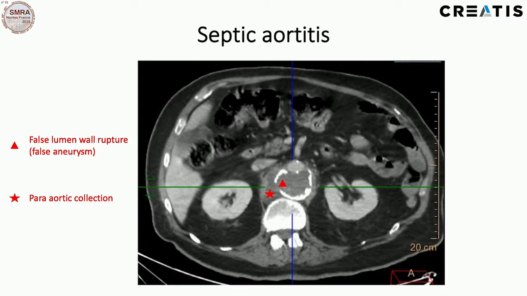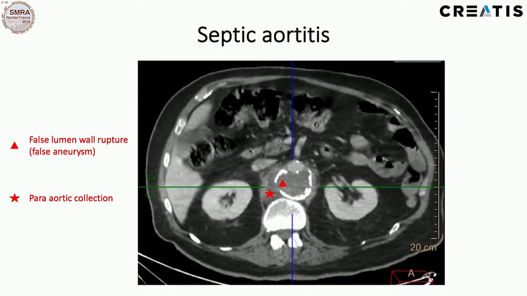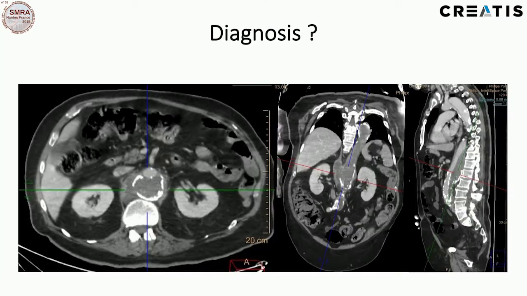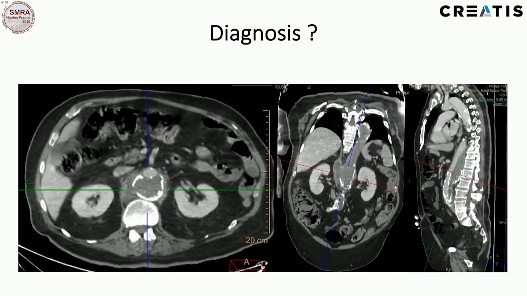Okay, so now our questions were: is the false lumen perfused at the level of the rupture? Is the collection perfused? Where is the primary entry tear localized, if you want to do anything? Do we have all the responses to our questions?